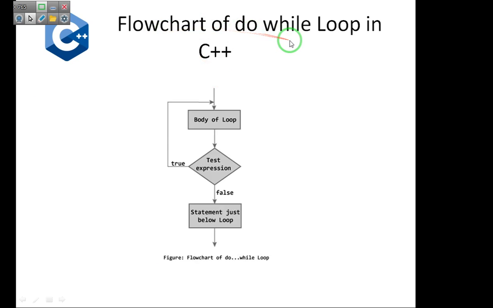So flowchart of do while loop in C++. We have a body of loop here and then test expression. If the test expression is true, then it will go and the body of loop will execute. So the arrow comes here, body of loop is first executed whatever it is, then the test expression comes, and if it is true, then it will again execute the body, a second time, third, and so on. If the test expression is false, then the loop ends and the program moves to the statement after the loop. Clear?